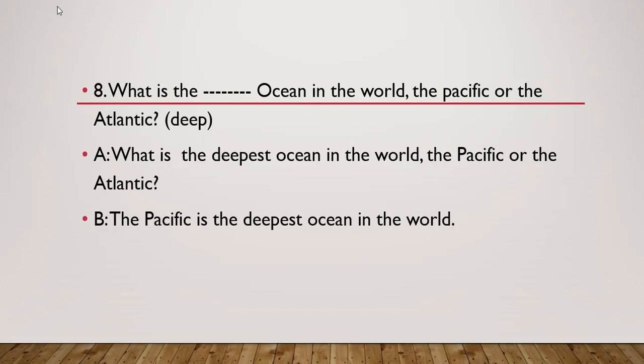So the question should be, what is the deepest ocean in the world? The Pacific or the Atlantic? Remember, here we have 2 options to choose from, but we're talking about the world. There are so many oceans in the world, so we just single out Pacific and the Atlantic. But because we're talking about the world, we use the superlative form, which is deepest. So the Pacific is the deepest ocean in the world.